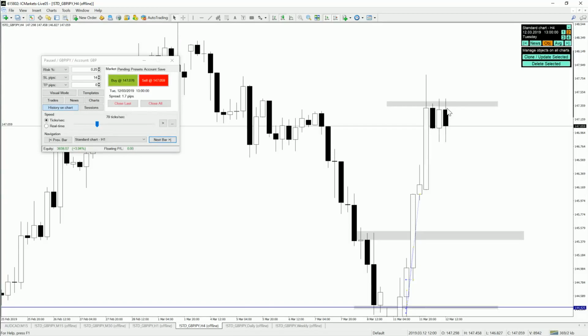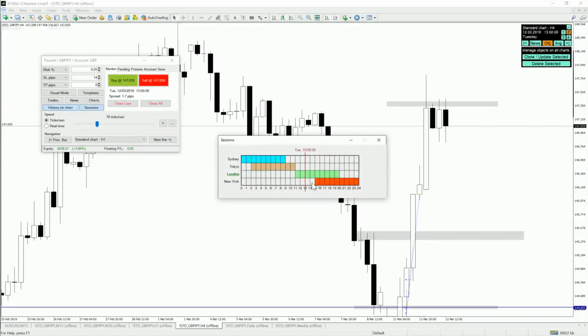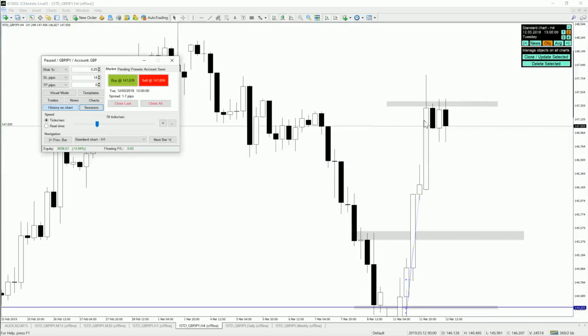Okay, so we got to click where it says sessions. Oh, this one here? Yeah, this is pre-New York right here. Look at this. This is pre-New York. 1300, pre-New York, and then we move to 1500. 1500 is your New York Open. So we're going to talk about price action now.